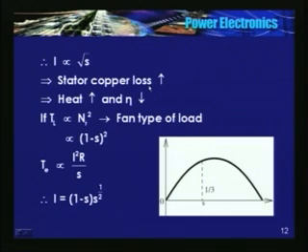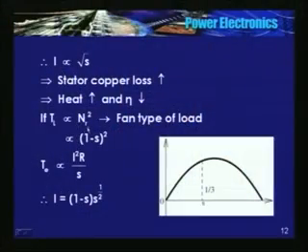Now take for example the second case, a very popular type of load, a fan type of load or a pump. What are the load characteristics of a fan? TL is proportional to the square of the speed, that is NR. TL is proportional to NR square. So what is NR? 1 minus S into Ns. So therefore TL is proportional to 1 minus S square.